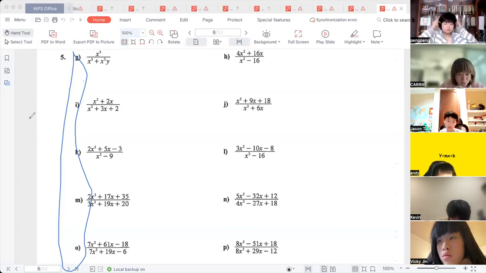x squared y. Yeah, I think it's x squared y. Yeah, x squared y.